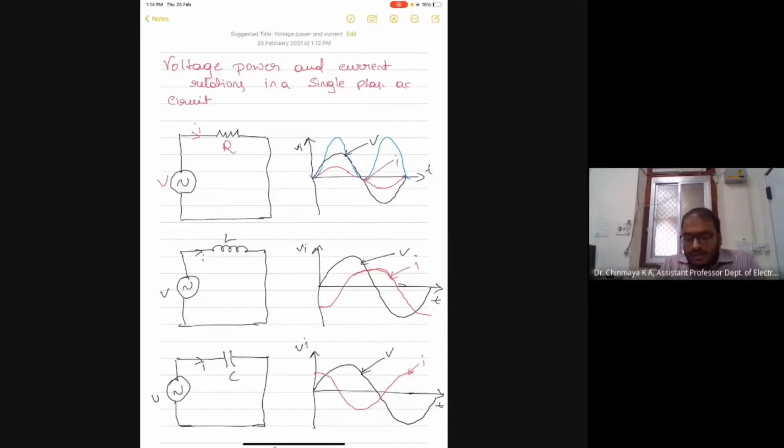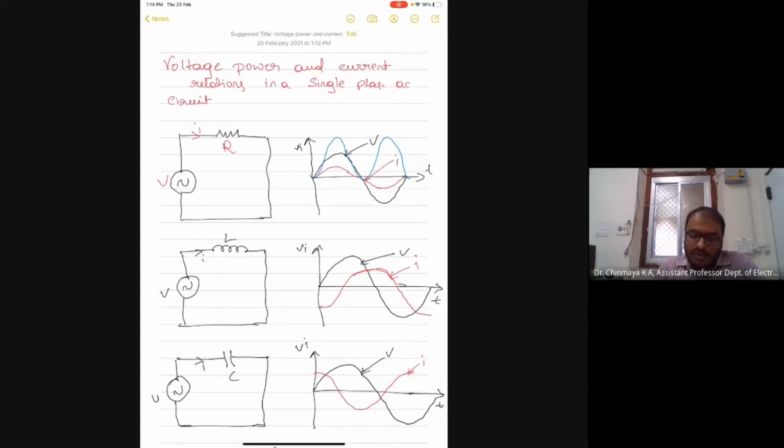So in this experiment, we are going to observe the voltage, power and current relationship in a single phase RLC circuit. As we know, resistors, inductors and capacitors are the passive components of any electrical AC circuit. You will observe the current and voltage relations and how the power behaves in these circuits, and you will obtain the power factor by doing the experiment.